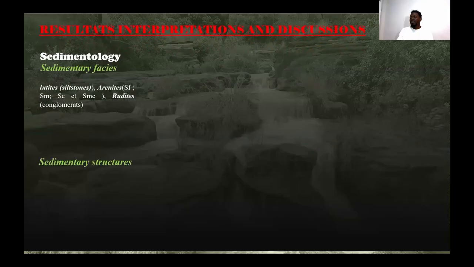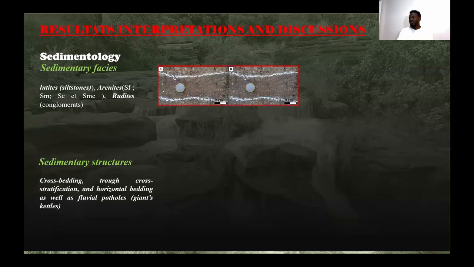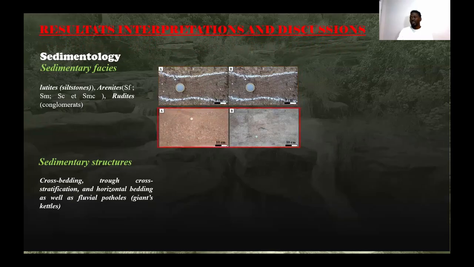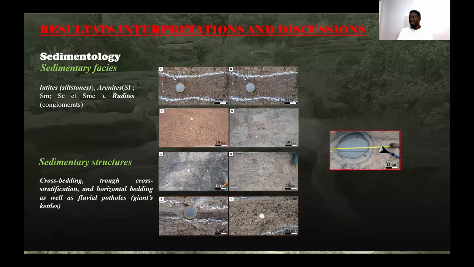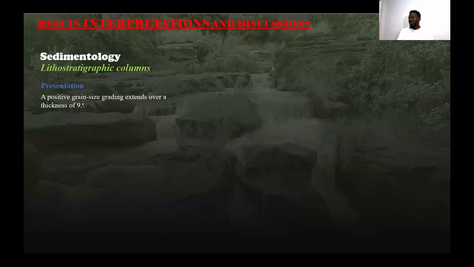The sedimentary facies consist mainly of sandstone of various grain sizes. The sedimentary structures observed in this area were mainly cross-bedding, cross stratification, horizontal bedding, as well as giant kettles in this sandstone bedrock, indicating intense erosional processes and turbulent flow, which suggests high energy fluvial conditions during the incision. The stratigraphic data were summarized in a lithostratigraphic column.